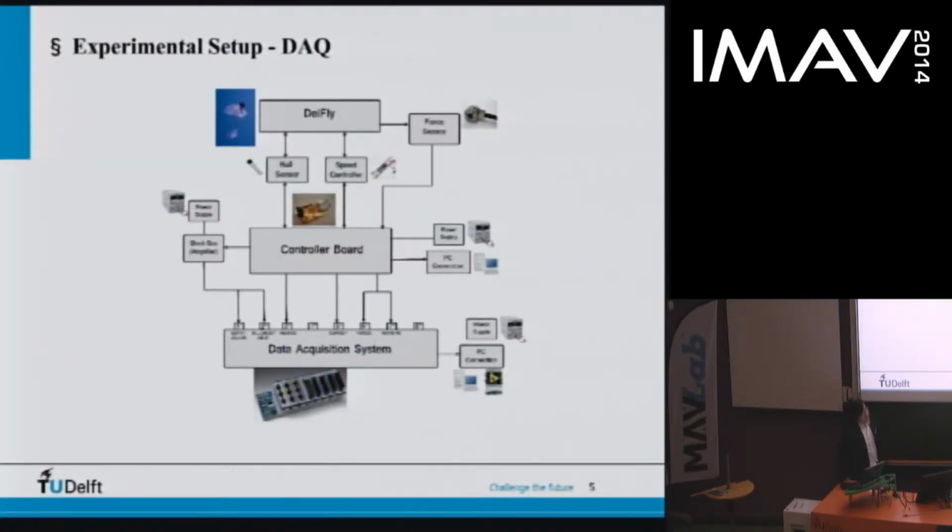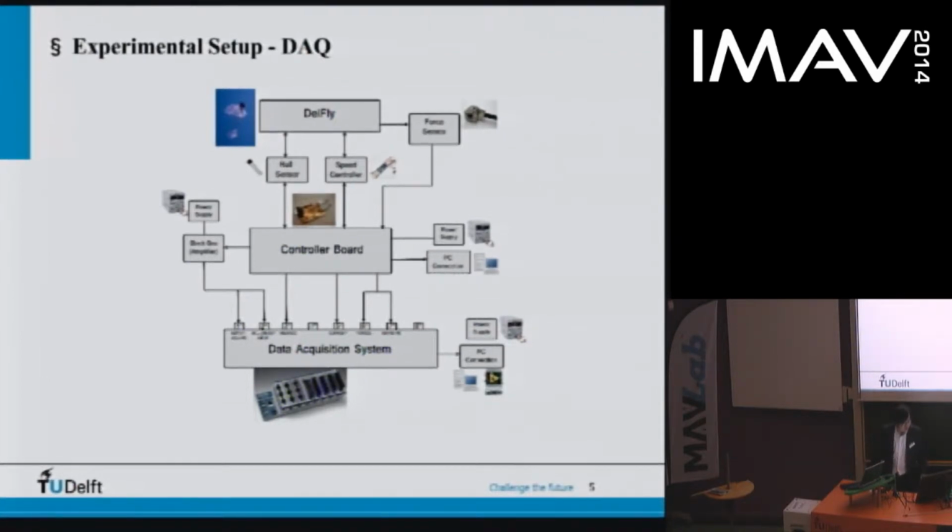Here is the experimental setup of the data acquisition system. We can see the DelFly is mounted on a force sensor. It's an ATI Nano 17 titanium, which I think is the smallest commercial force sensor in the world, and it's very precise, it can resolve the force down to 0.14 grams without any filtering.